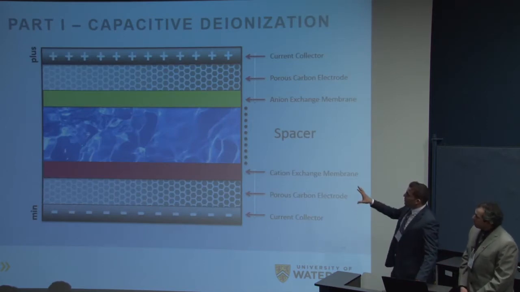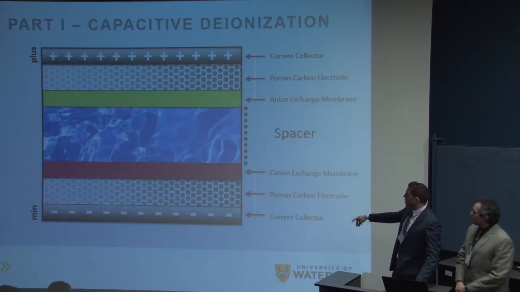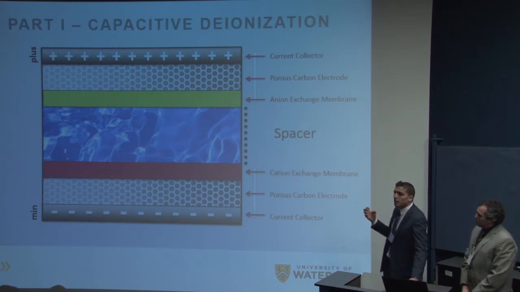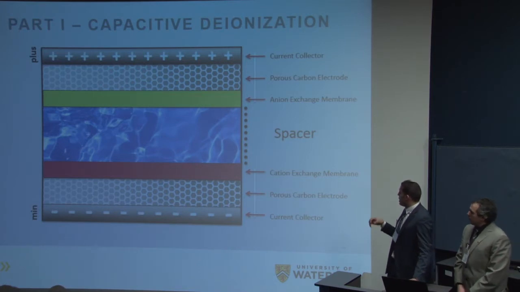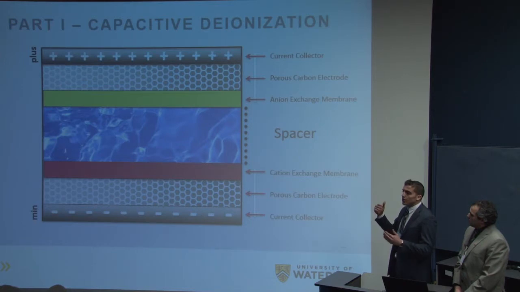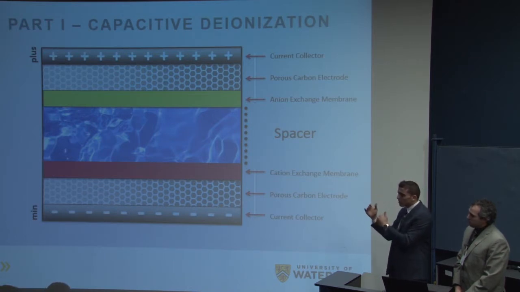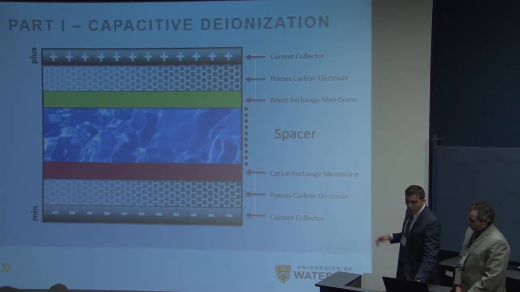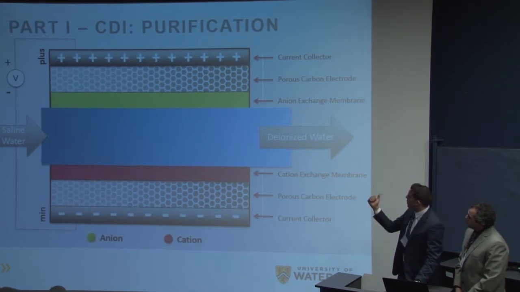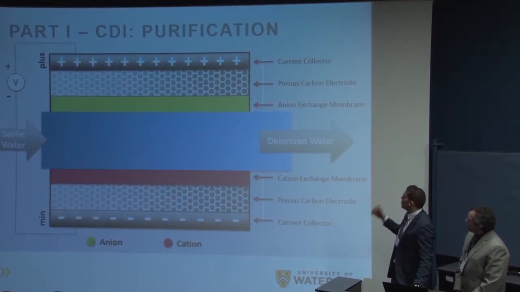So this is just a basic diagram of what it looks like. You've got your current collector, which is usually just a metal wire. The porous carbon electrode, the main component in capacitive deionization. And you've got your cation and anion exchange membranes. The purpose of these membranes, it'll become more clear in the animation, is that you don't want the oppositely charged ions to go into the electrodes in the regeneration stage. It'll become more clear in the next one. So you've got your saline water, your saltwater solution, coming in, and your output is the deionized water.